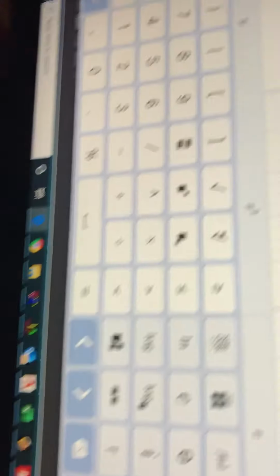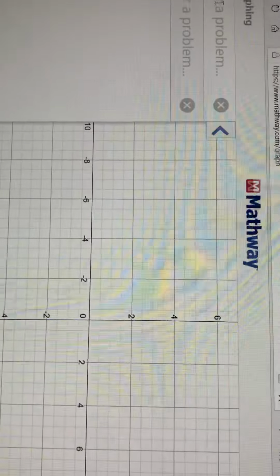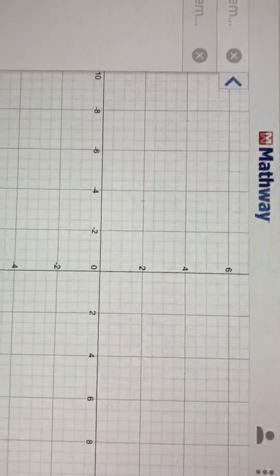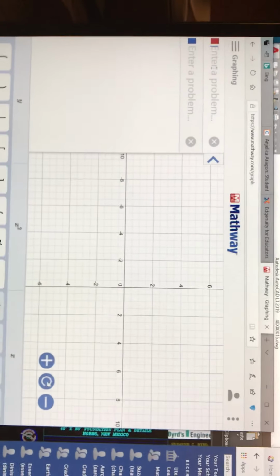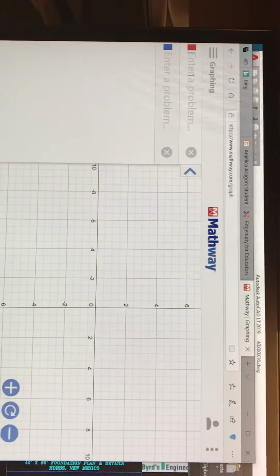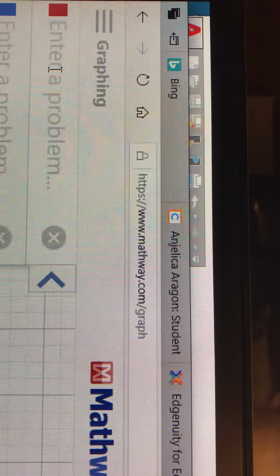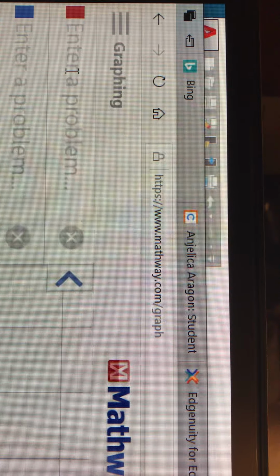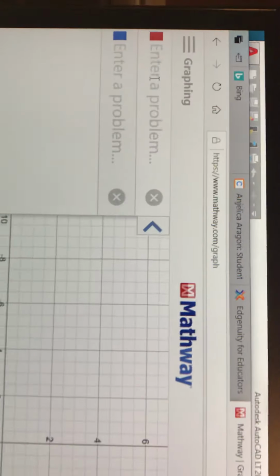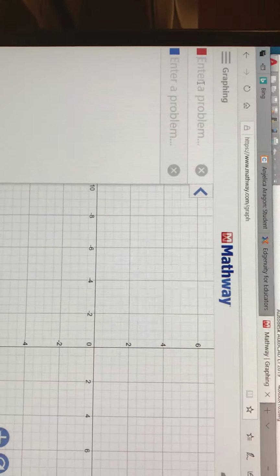Right here. Hopefully I can do this. It'll be a little fuzzy because it's on the computer. I don't know if that helps. Okay, so this is mathway.com, the graph, and it pops up just like this.